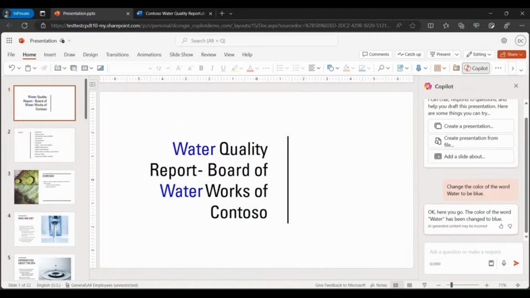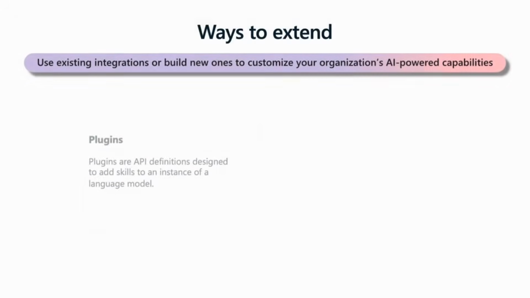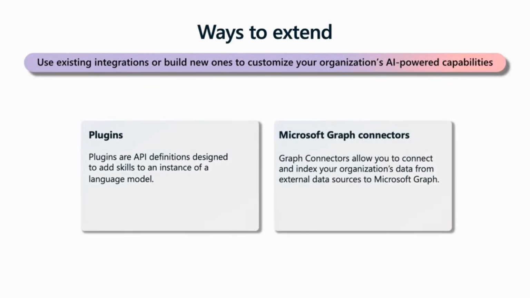This is an example flow in PowerPoint, but you'll see when Copilot surfaces in different apps, Copilot is optimized to work in the context of that app to help you get tasks done. There are two primary ways for you to customize what Copilot can do. The first way is with plugins, and the second is Microsoft Graph connectors.